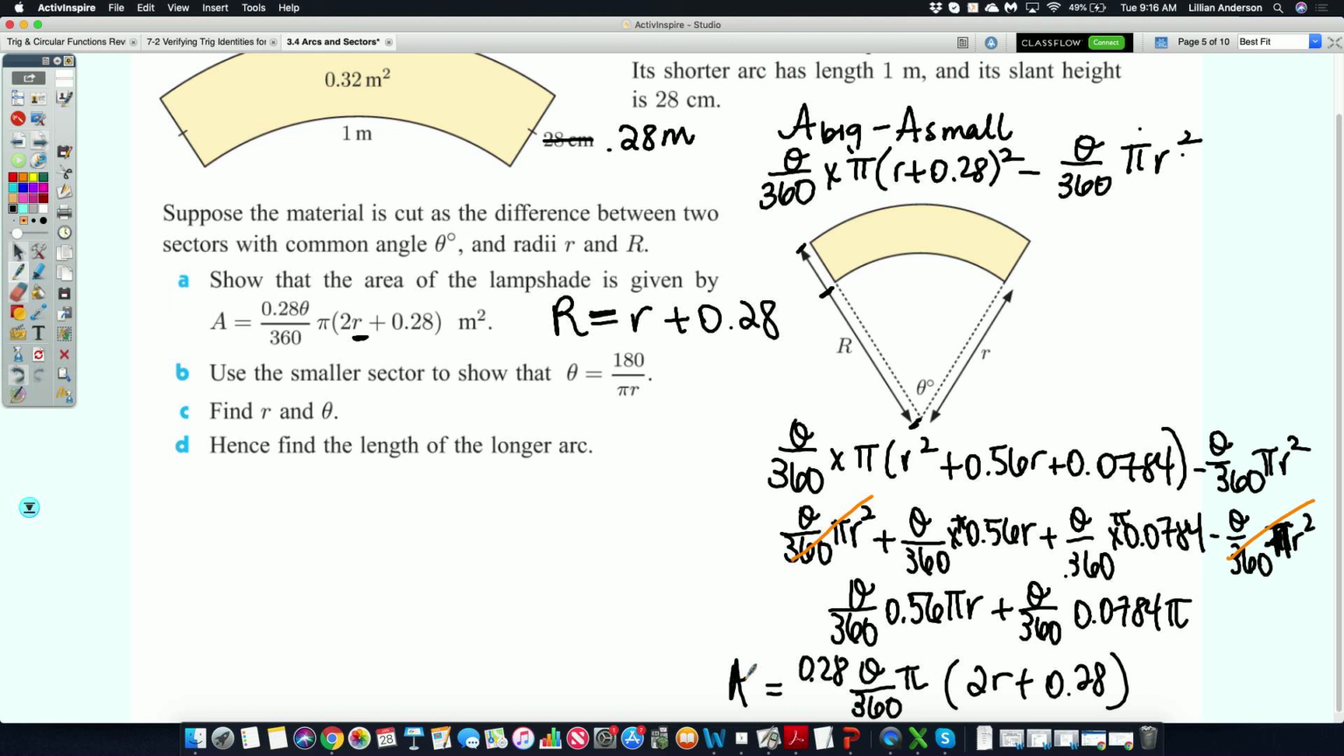Now, the beauty about show problems is even if you can't show that area, doesn't mean that you cannot use that area to answer B, C, or D. Okay? So if you couldn't show that part that we just did in the black, you can still use it to find the small sector. So we can use the small sector to show that theta equals 180 over pi r. How can we do that?